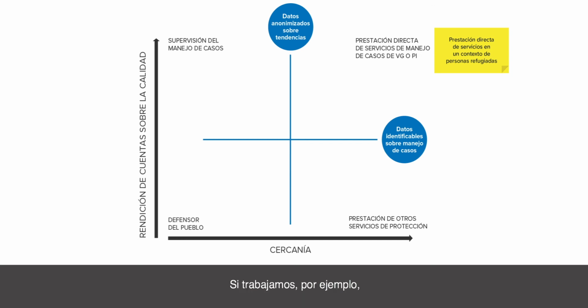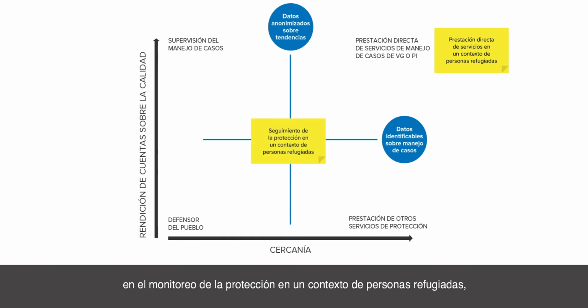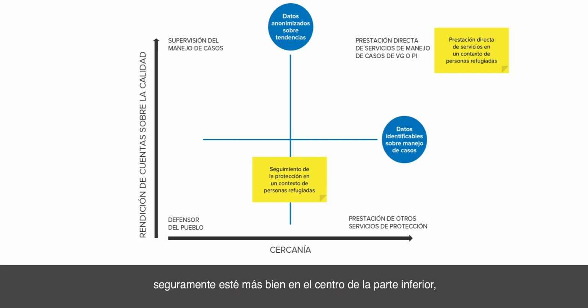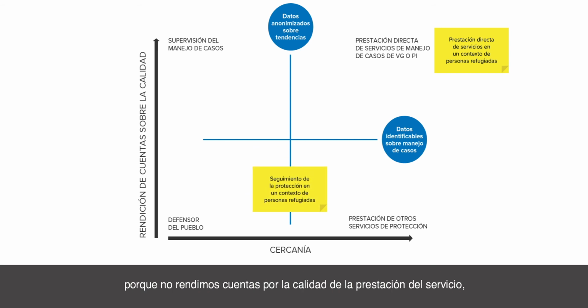If we are doing something like protection monitoring in a refugee context, this is not going to be in the upper quadrant. This is probably going to be more down in the middle, because we're not really as accountable for the quality of service provision, because we're not really providing or overseeing case management service provision. But we are engaging directly with the community. So there is some proximity, but not direct engagement with specific cases. So for protection monitoring in a refugee context, the types of information you might need will be more de-identified trends and less about the identifiable case management information.